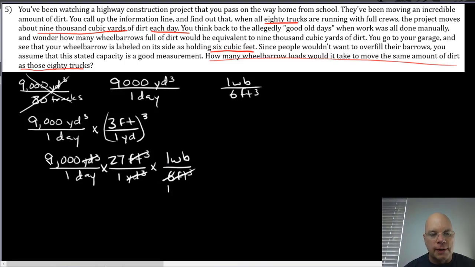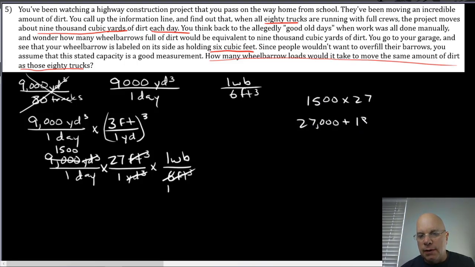6 divided by 6 is 1. 9,000 divided by 6 is 1,500. Then we're just multiplying 1,500 times 27. I'm not even going to do a standard algorithm because 1,000 times 27 is 27,000. And 500 times 27 must be half of that because 500 is half of 1,000. So 27,000 plus 13,500, if you add those together, you get 40,500. And the units, as we said here, would be wheelbarrows per day.